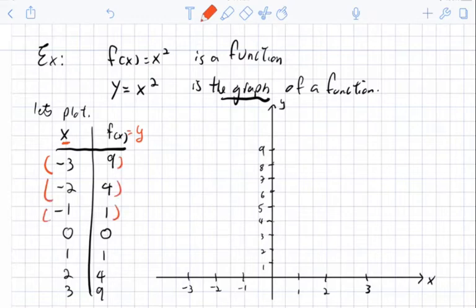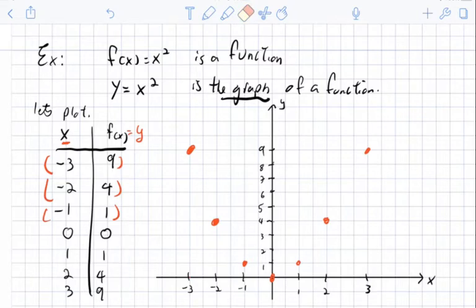-3 and 9 is over here. And so that's my first point. -2 and 4. -2 is along here, 4 is along here, so the next point is there. -1, 1, so it's right here. 0, 0 is right here. 1, 1 is here. 2, 4 is here. 3, 9 is over here. And like I said, these points aren't the function itself. They're just some of the inputs and outputs for the function.